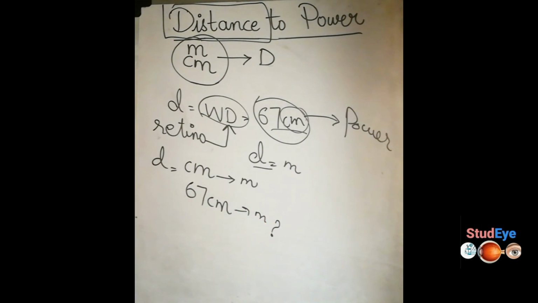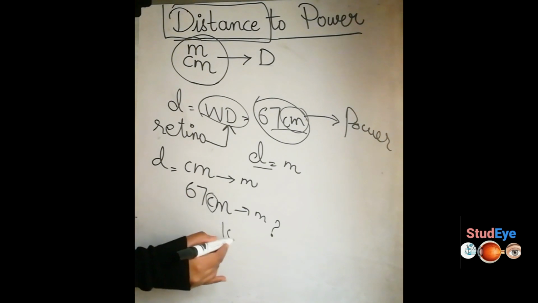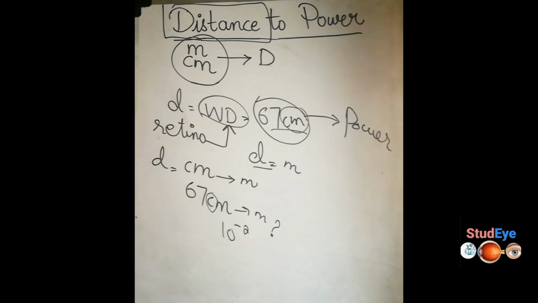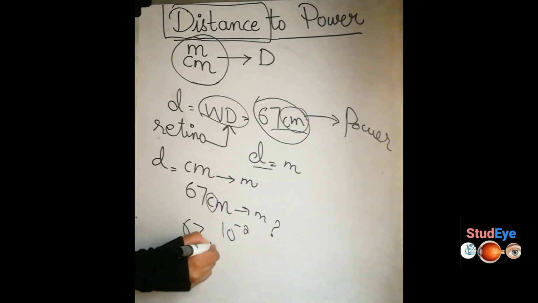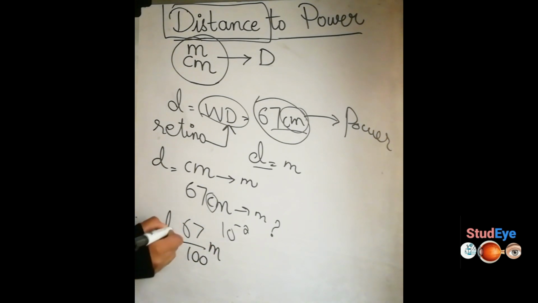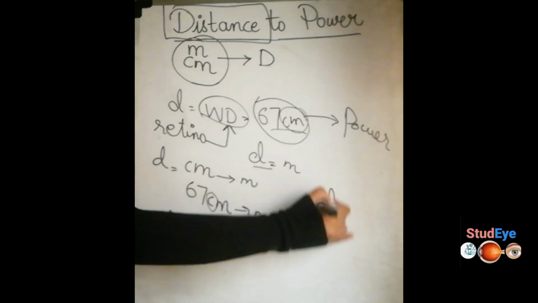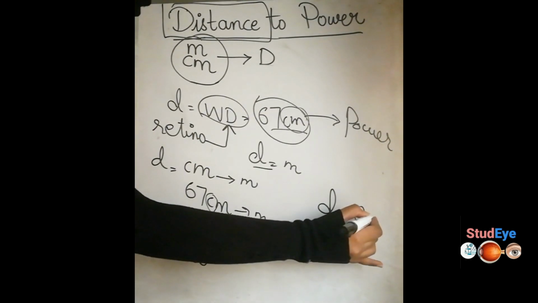Here you can see that centi is a prefix which equals 10 raised to power minus 2. So 10 raised to power minus 2 means dividing by 100. So here d equals 67 by 100, which equals 0.67 meters, right? So here you have calculated the distance in meters.